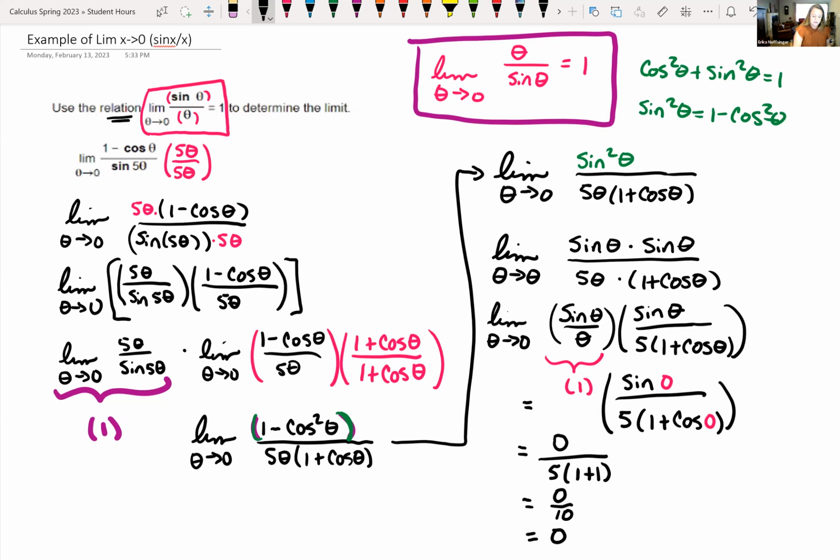So we found what the limit was as theta went to 0 of 1 minus cosine theta all over sine of 5 theta, and got back 0. And we had to use some manipulation in there to get this to fall out using that special limit that we were given.